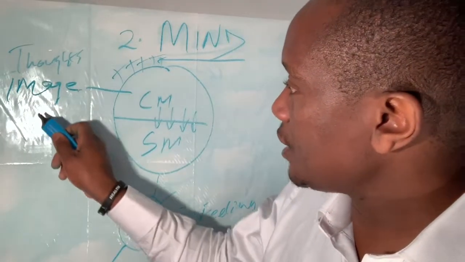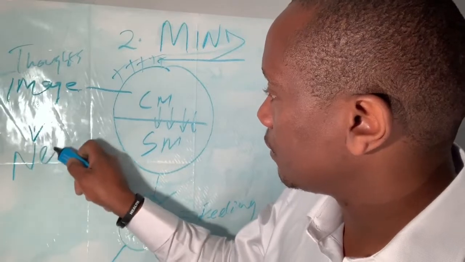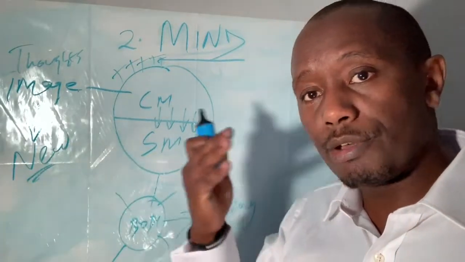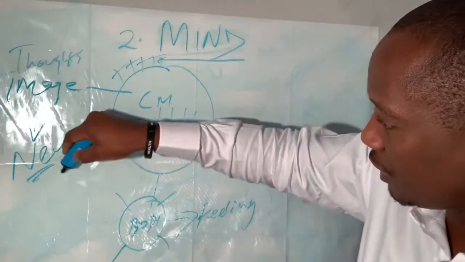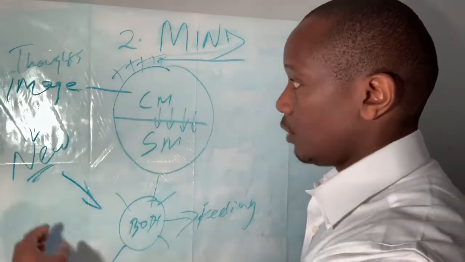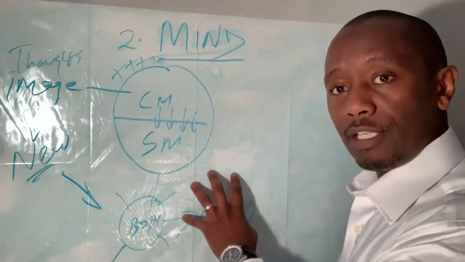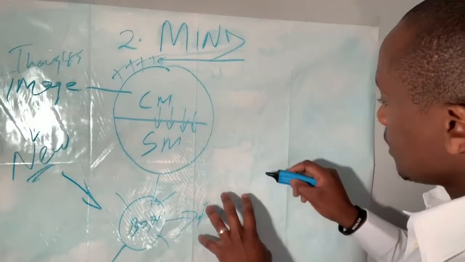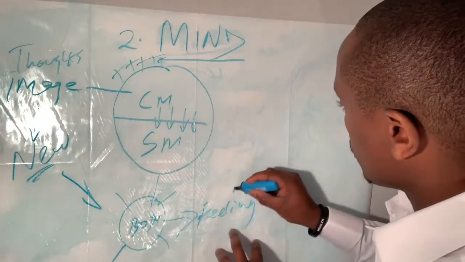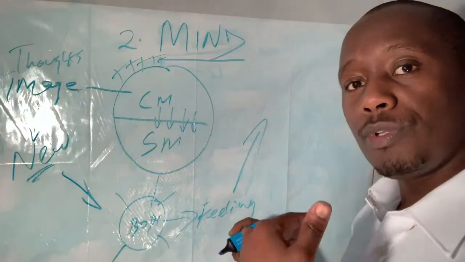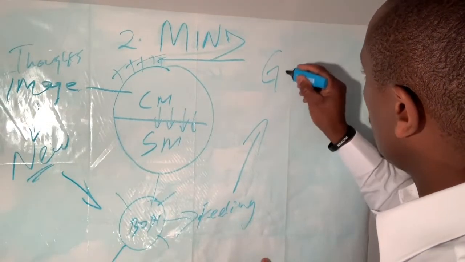And as you start changing them with new images and new thoughts, you're going to start having new feelings. So new images will affect your body. You'll start having new feelings. Now, those feelings will eventually lead you to other results. But the most important thing you could do between now and next year is start setting goals.